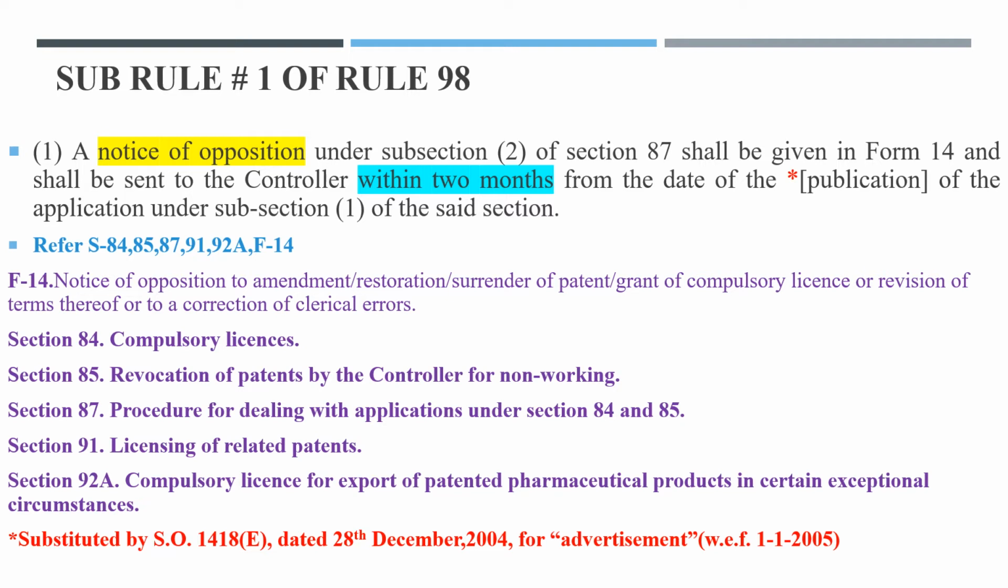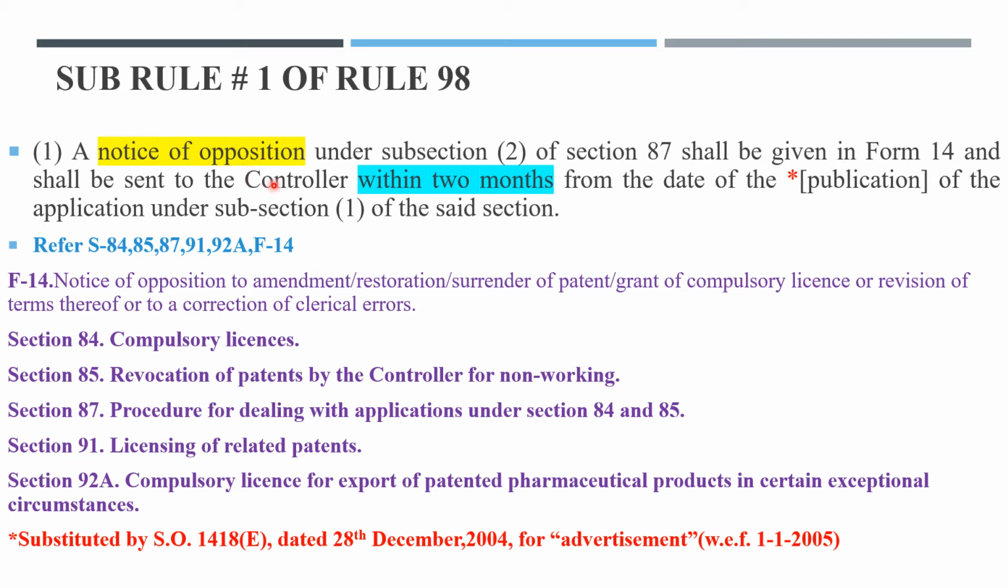Also friends, you can see here there is a single star mark and there is a word inside the square brackets, and this indicates that there must be some substitution or insertion. Here a substitution has been done on 20th December 2004 with effect from 1st January 2005. Earlier it was advertisement; after the amendment it is publication. Just remember this.